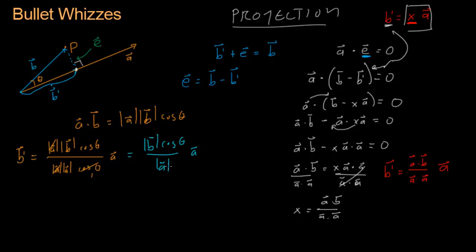So this is interesting. Length of b times cosine theta, if you remember your trig class, that will give you this length right here, the length of b prime, because the x is cosine, if you remember all that stuff. So cosine theta times length of b will get you this value right here, the length of b prime. So I'm going to rewrite that as length of b prime times a. I'm going to move this a up into the numerator, divided by the length of a. Now a divided by the length of a, if you remember, will give us a unit vector in the direction of a. And when you multiply that unit vector times the length of b prime, you'll get a vector in the direction of a that is the length of b prime, which is what we want. So this makes sense in two different ways.